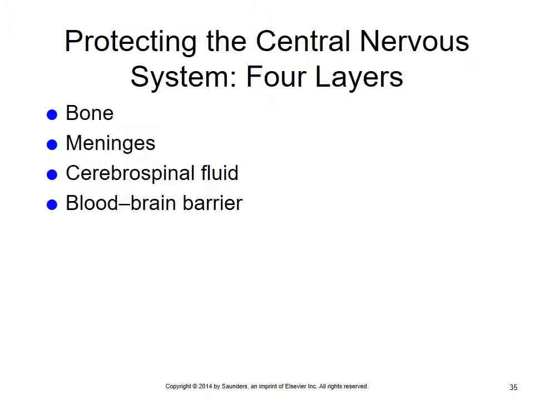There are four layers involved in protecting the central nervous system. They are bone, the meninges, cerebrospinal fluid, and the blood-brain barrier. The bone would consist of the cranium and the vertebral column, which would help as protection for the central nervous system. We'll address the meninges, the CSF, and the blood-brain barrier in upcoming slides.